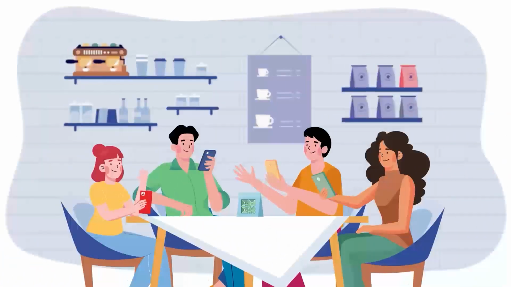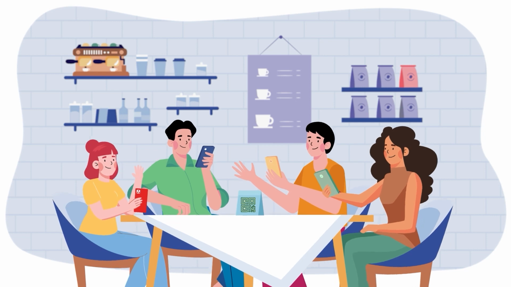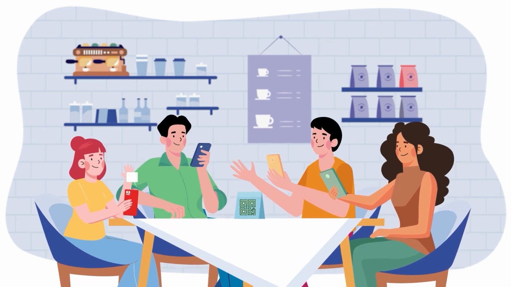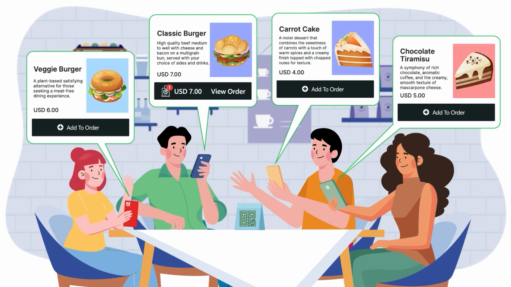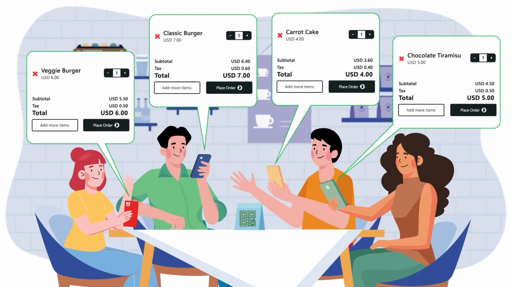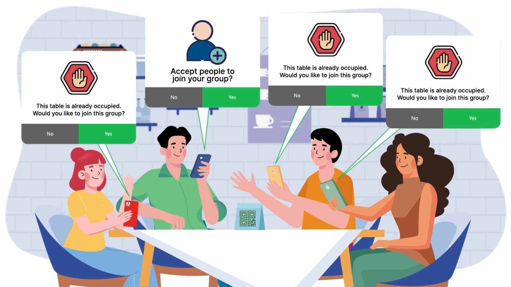Sapaad Direct Open tab also allows for fun and seamless group ordering. Multiple people can scan the same QR code and use their own devices to place their own orders. The person placing the initial order is requested to authorize other devices to join the table.